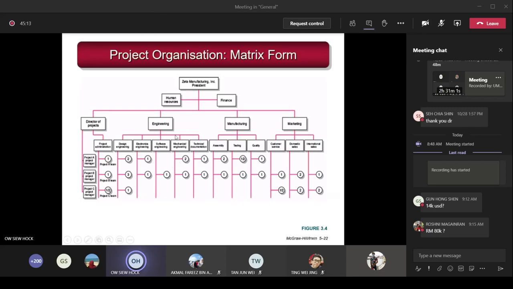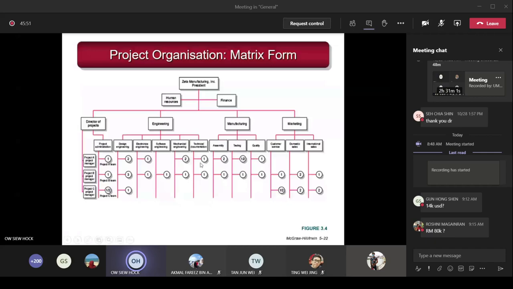Six staff come from engineering to contribute to project A. These six staff are working for their department, engineering. They are attached to their own department and do their own job under that department, but they also serve project A. They help carry out the tasks project A needs, under the leadership of the project A manager. Next, under manufacturing it is 3.5, meaning 3 full-time staff and 1 part-time staff from the manufacturing department contribute to carrying out project A under the leadership of the project A manager.